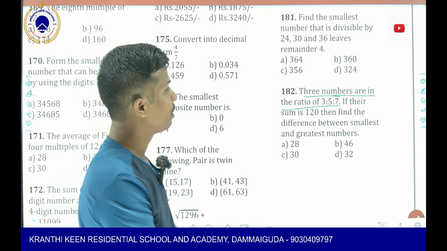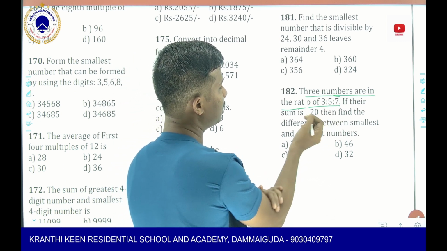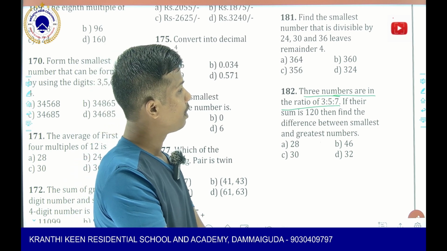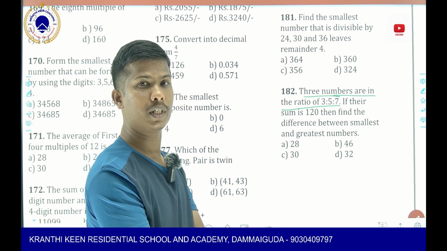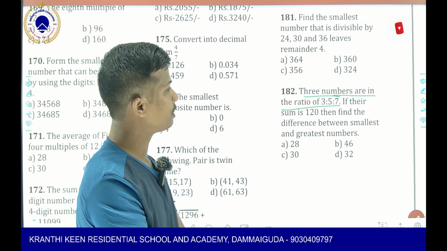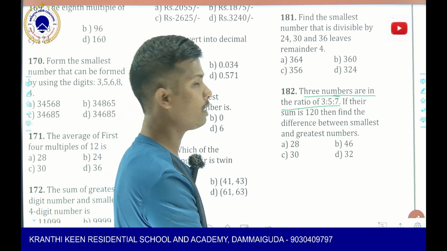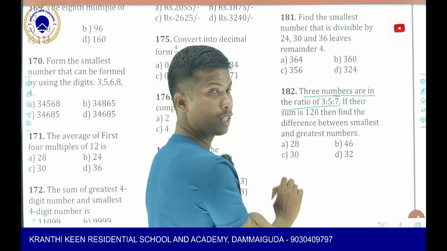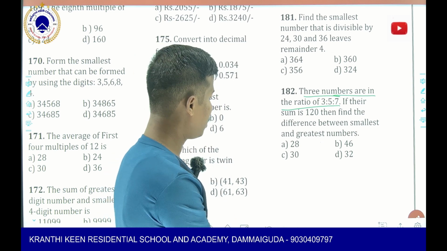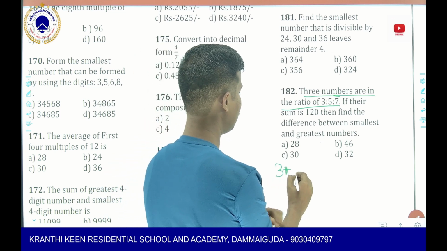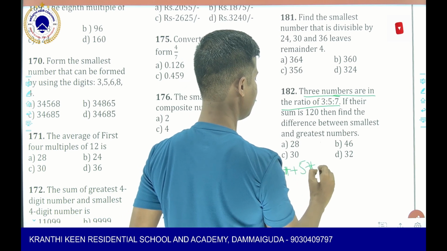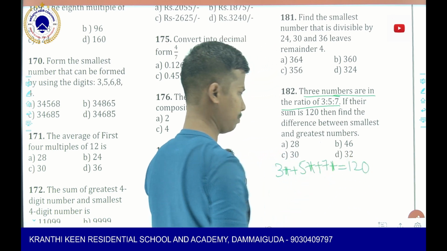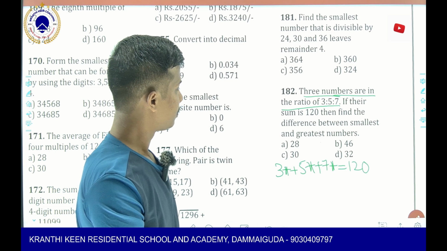Okay, that means you see, if you cancel 30, 50, 70, also you will get 3 is to 5 is to 7. If you cancel 18, 30, 42 also you will get 3 is to 5 is to 7. But we don't know what that constant number he has used. That's why we take it as x. And you see, the sum is not the sum of the ratios, but the sum of the numbers. Sum of the numbers means first number 3x, next number 5x, next number 7x. Sum is equal to how much he has got? You have got 120.